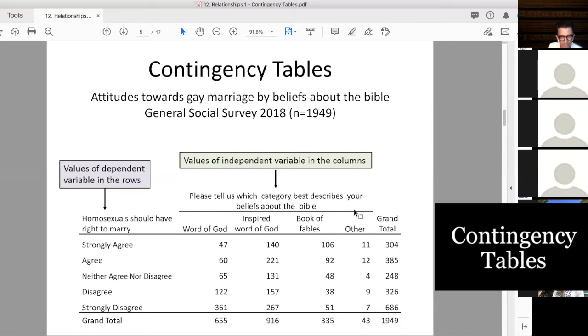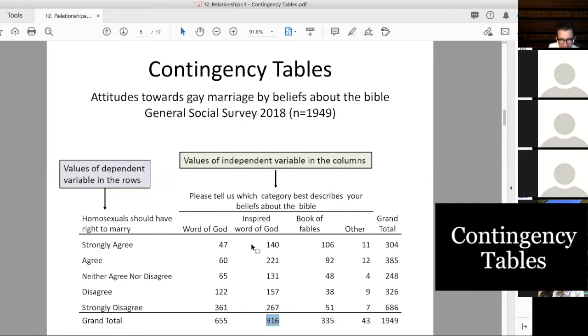Okay, now here on the last row, you get the frequency distribution for this variable, beliefs about the Bible, right? So you know that 655 out of all of them that answered those questions believe that it's the actual Word of God, and 916 believe that it's inspired by the Word of God, right? Okay, so these are the marginals, right, at the margins of the table. These represent the frequency distributions for the two variables.